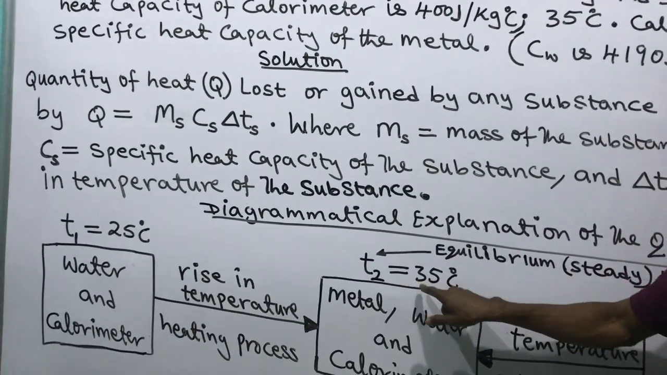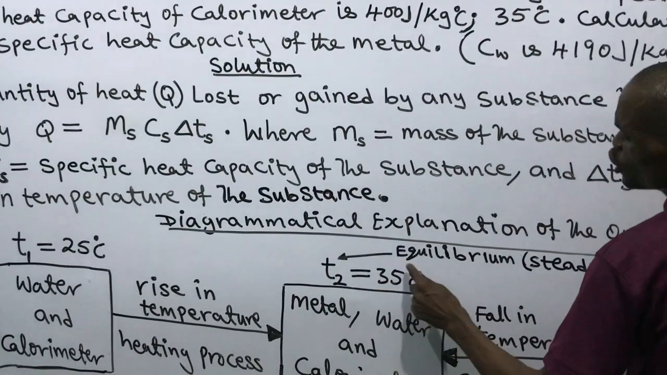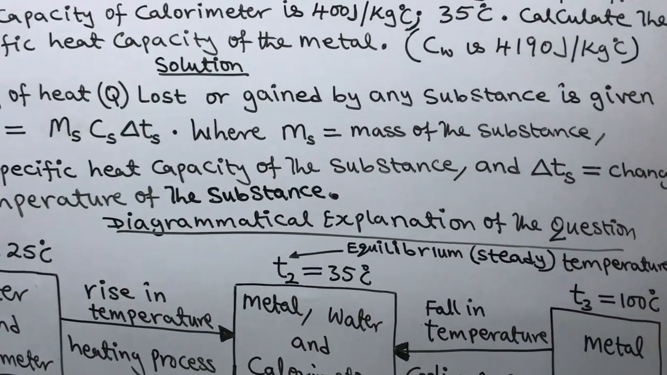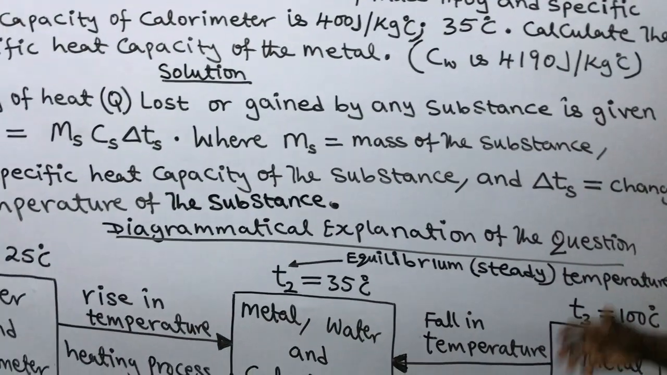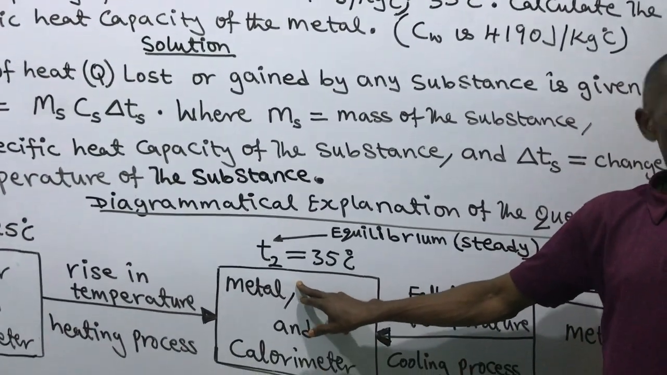T2 equals 35 degrees centigrade. And this T2 is what we call the equilibrium steady temperature. This is the temperature at which the calorimeter, the water, and the meter come to stay.